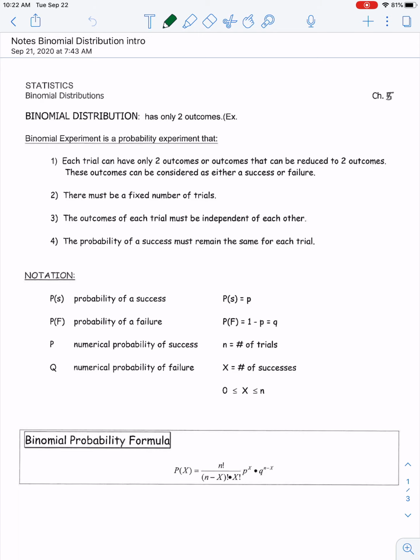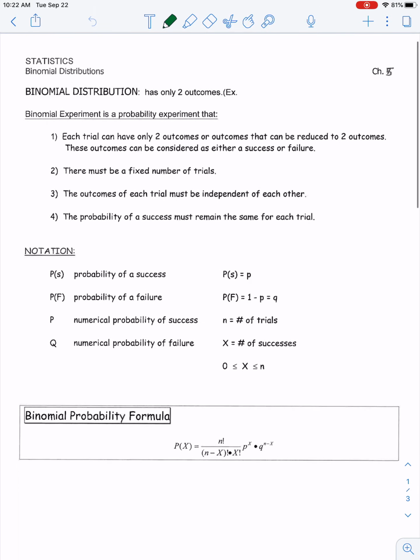Hello everyone. Today we're going to talk about something called a binomial distribution. Okay, I'm just going to write up here. These are your notes. Okay, and this is still in chapter 5 is where we're working.